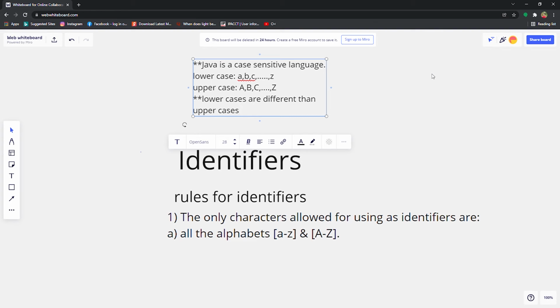Java treats them as different, and the reason behind this I will definitely tell you, but it is not the topic for this video. I will make it a separate video. The reason is ASCII value. Now what is ASCII value? I will make a different video on those ASCII values. The reason is they have different ASCII values.